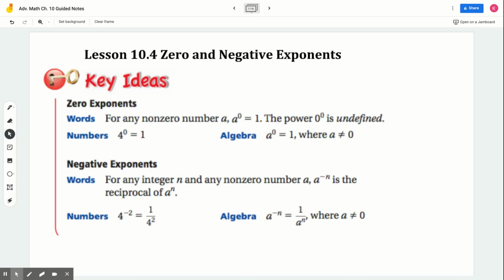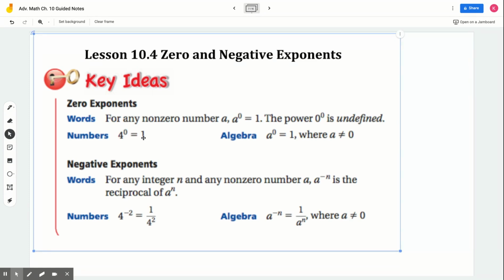Today we're going to talk about zero and negative exponents, which is lesson 10.4 in advanced math. When we have a zero exponent, for any non-zero base, the power or the value will be 1. If the base is 0, 0 to the 0 power is considered undefined. But for any non-zero base with an exponent of 0, the answer will be 1.